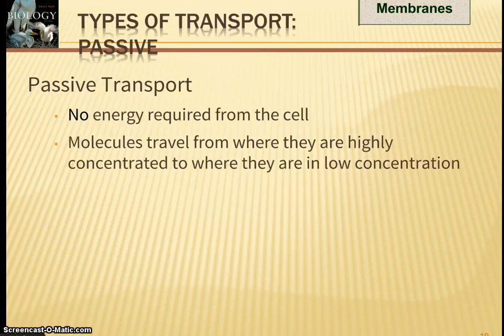Okay. There are two main ways things get into and out of cells. The first main way is called passive transport. You've got to write down these two bullets. Passive transport. Remember, passive means you're just kind of sitting there, not really using any energy. Well, the cell does that too to transport things. So in passive transport, no energy is required from the cell, and molecules travel from where they're in a high concentration to where they're in a low concentration. So no energy from the cell. Molecules travel from where they are highly concentrated to where they are in a low concentration.